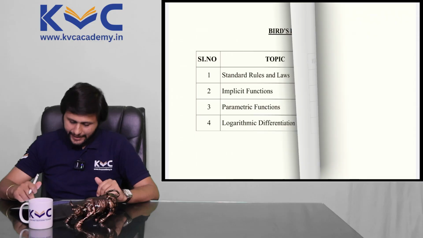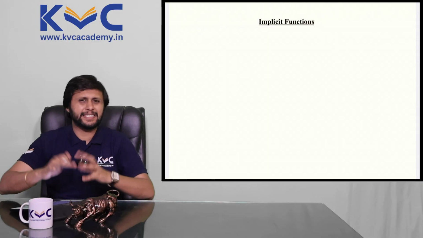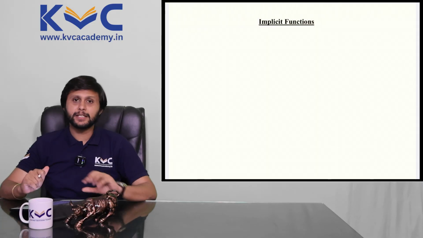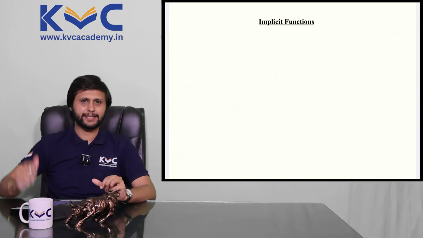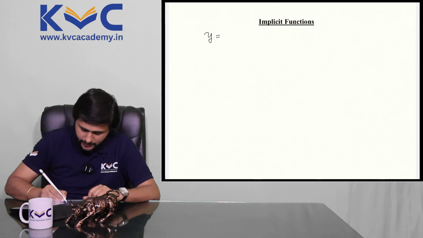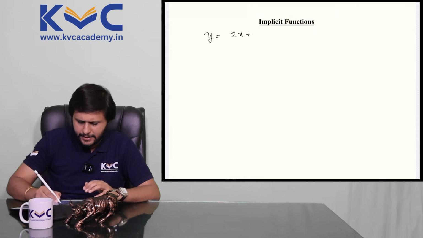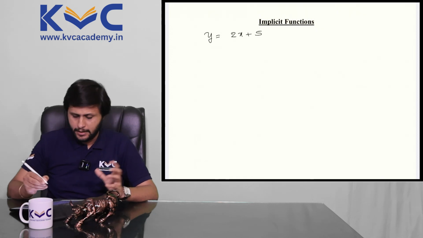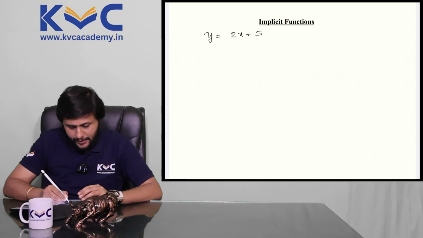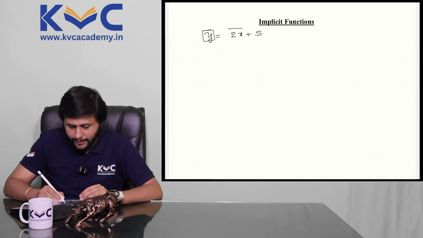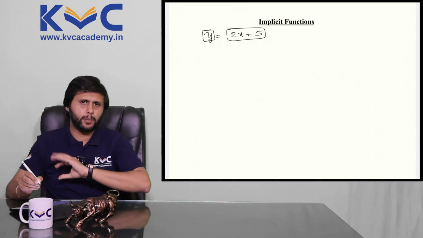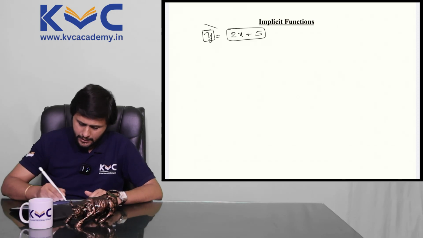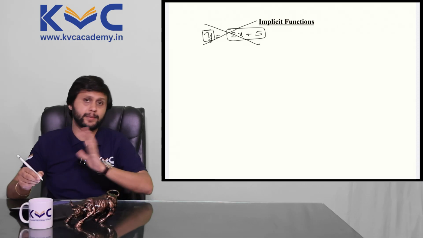We'll move on to the next topic, implicit function. Now, what is this implicit function? The functions that we have been solving so far, we used to have y is equal to something. Correct? We had y is equal to, let's say, 2x plus 5. We had a dependent variable, y is dependent on the values of x. But now what if I have to mix everything together? So this is not an implicit function. This is what we have done so far.